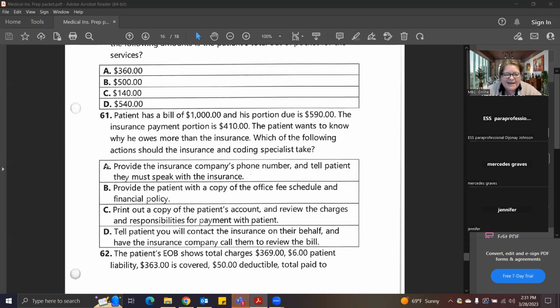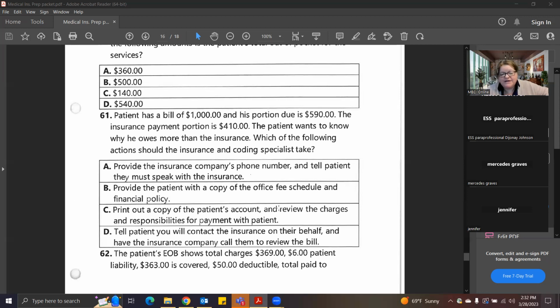So our options are A, provide the insurance company's phone number and tell patient they must speak with the insurance. B, provide the patient with a copy of the office fee schedule and financial policy. C, print out a copy of the patient's account and review the charges and responsibilities for payment with the patient. Or D, tell the patient you will contact the insurance on their behalf and have the insurance company call them to review the bill. C. Yes, the answer is C.